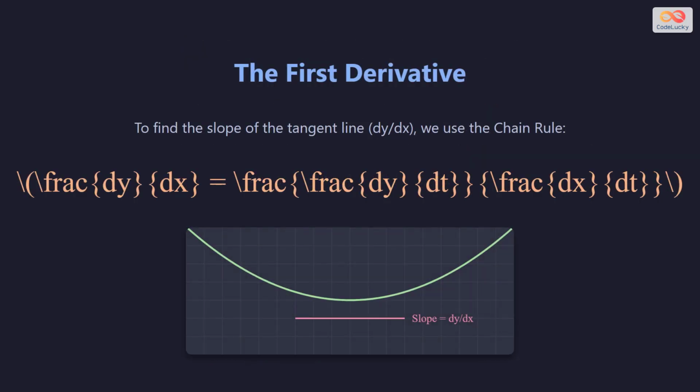You should already be familiar with finding the first derivative, or the slope of the tangent line. To find dy/dx, we use the chain rule. We take the derivative of y with respect to t and divide it by the derivative of x with respect to t. This gives us the slope of the curve at any specific time t.